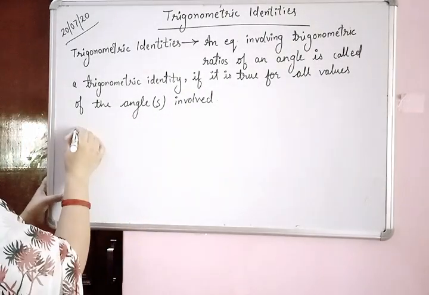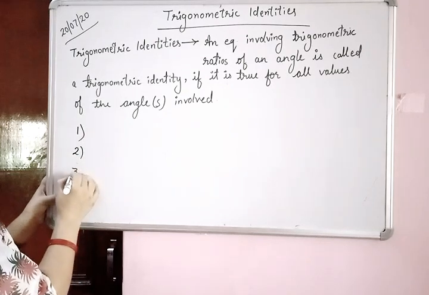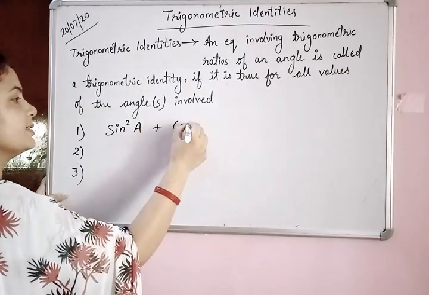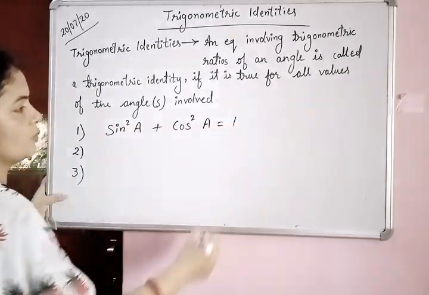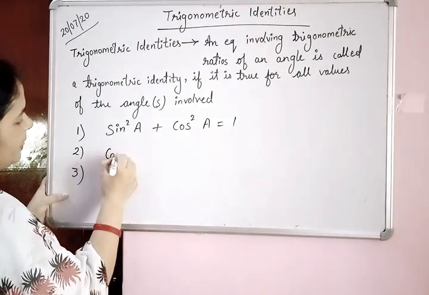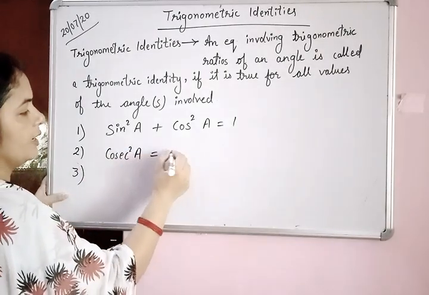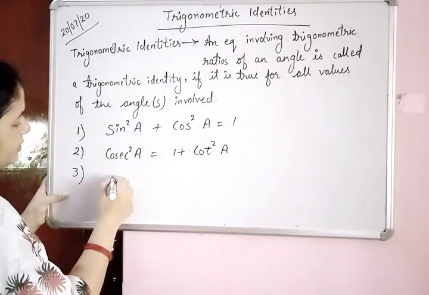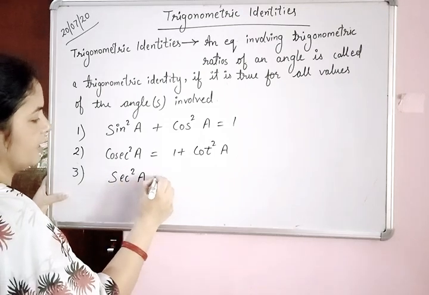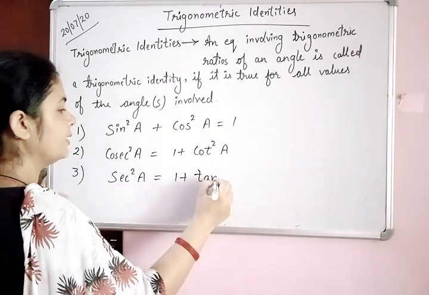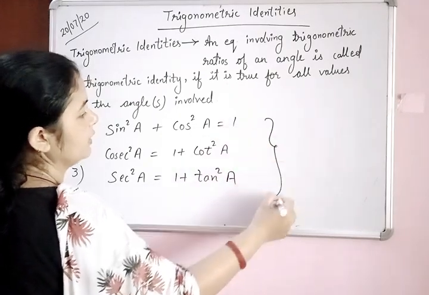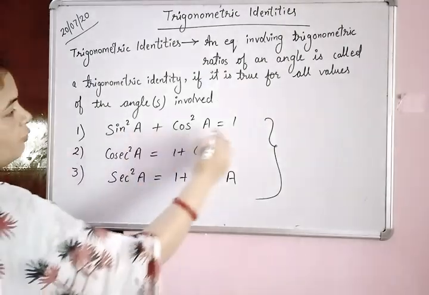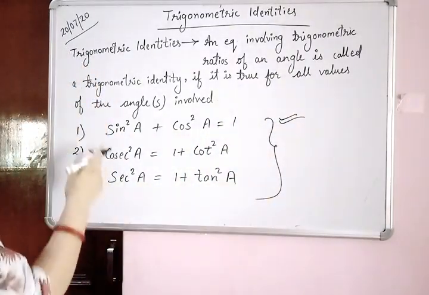In your syllabus, you have three main trigonometric identities. First, sine square A plus cos square A is equal to 1. Second, cosec square A is equal to 1 plus cot square A. Third, sec square A is equal to 1 plus tan square A. You have to learn these three trigonometric identities. Clear?